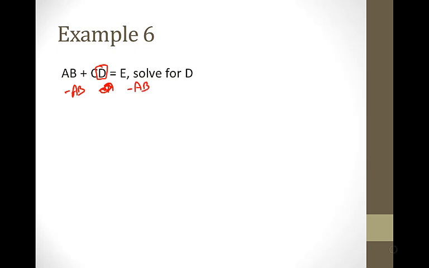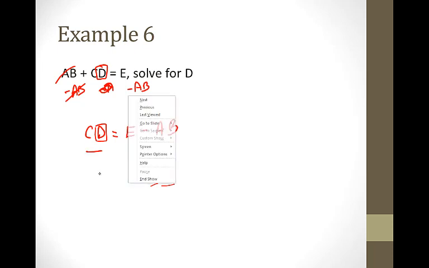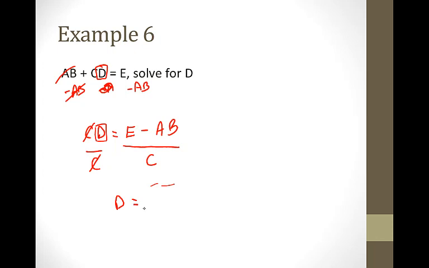Those cancel, and I'm left with cd equals, bring down your e, minus ab. One more step. We're solving for d, right? How do I solve for d? I've got to move the c. The c is connected to d through multiplication. I undo multiplication with division. So d equals e minus ab all over c.